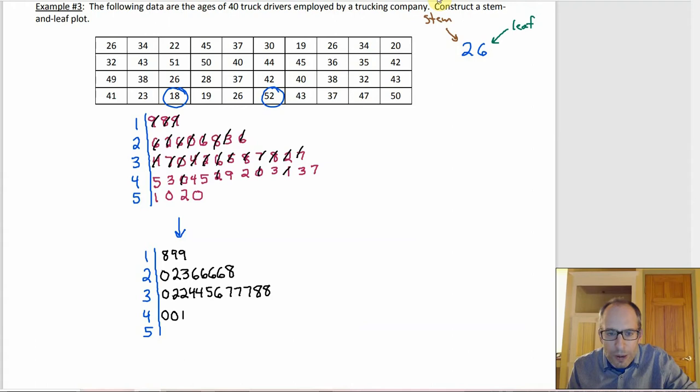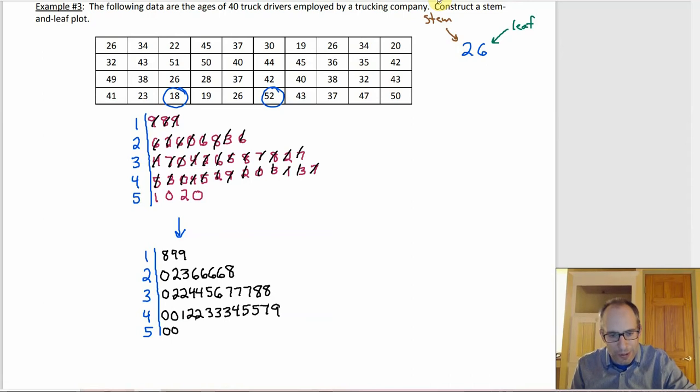Then, let's see, a couple of 2s. Then 1, 2, 3 3s. Then a 4, and then 2 5s, and then a 7 and a 9. Okay. 4, 2 5s, 7, 9. There we go. And then the last one's easy, right?